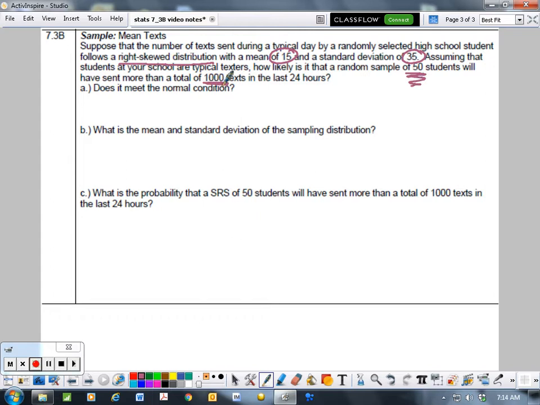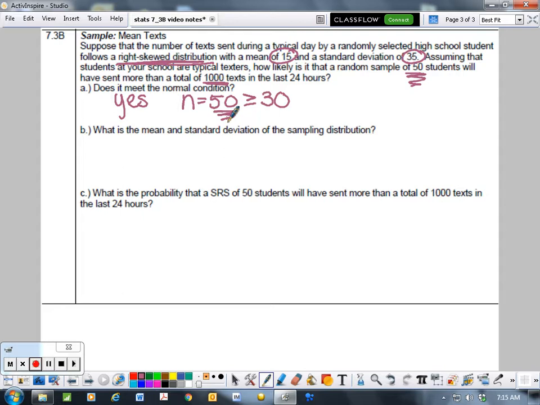So does it meet the normal condition? Yes. How do I know it meets the normal condition? Because n is 50, and 50 is greater than or equal to 30. So because it's bigger than 30, it doesn't matter what the original shape was. It doesn't matter that it was right-skewed to begin with, because my sample size is big enough that the sampling distribution becomes approximately normal.